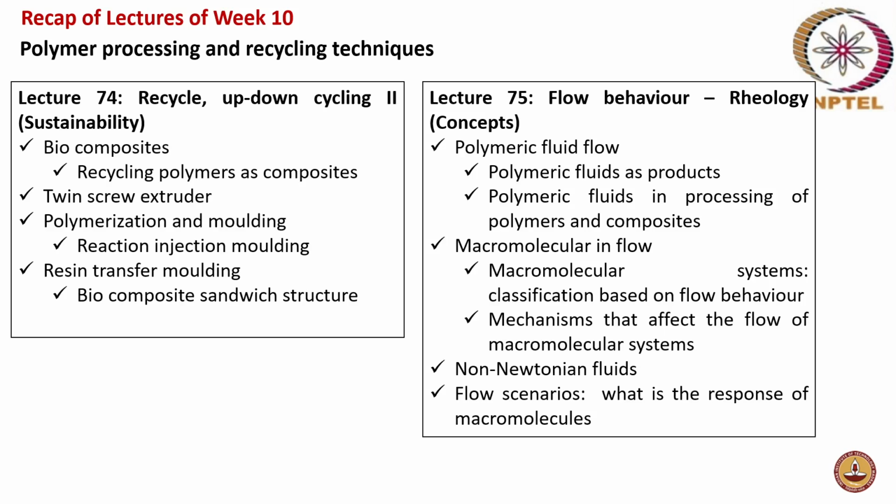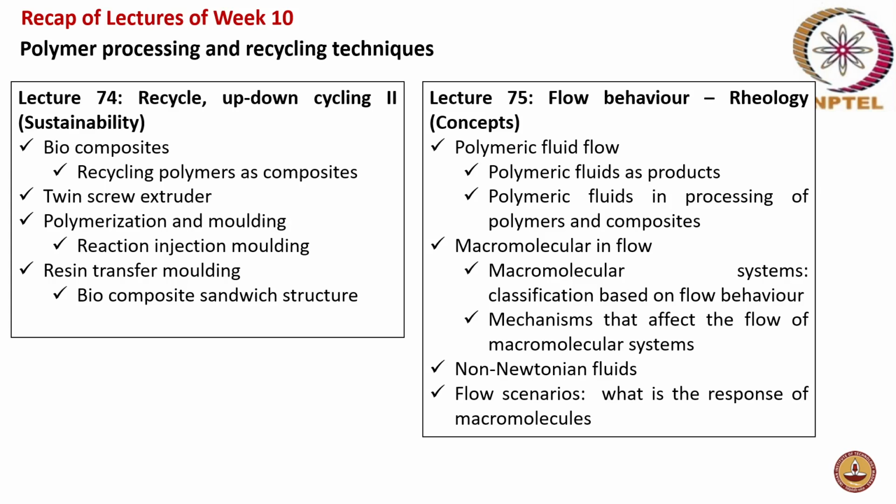The next lecture again was on continuation of recycling, up and down cycling. This is again on sustainability. So here there was a discussion on biocomposites, using a combination of natural polymers or fibers, for example cellulose and jute, along with the recycled polymers as a composite. And there was some discussion on screw extruder, polymerization and molding processes.